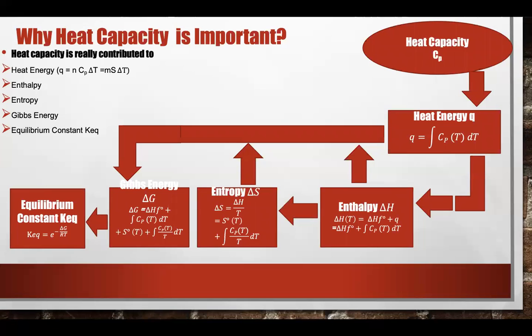So heat energy can be calculated by taking the integral of the equation, and the enthalpy can be determined by the standard enthalpy of the molecule and heat energy Q. And entropy can be determined by the standard entropy and the integral of Cp over T. By combining enthalpy and entropy together, the Gibbs energy can be determined, and we can take the exponential of negative delta G over RT to get our equilibrium constant Keq.